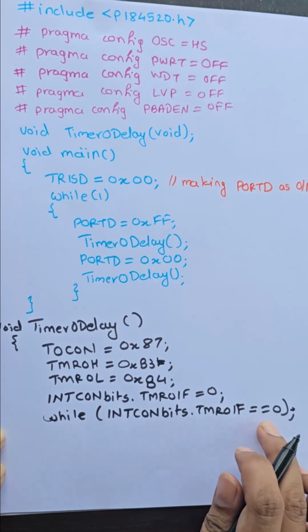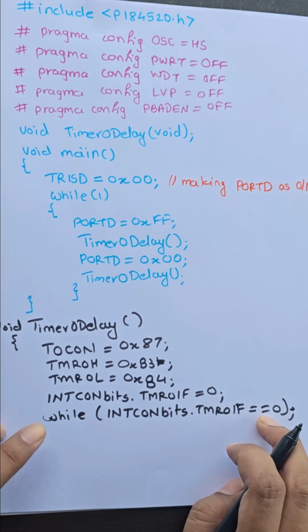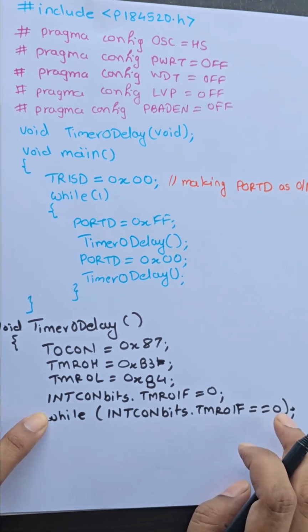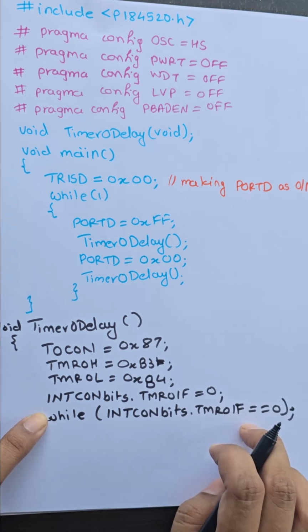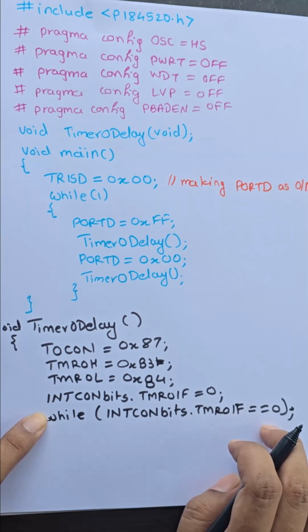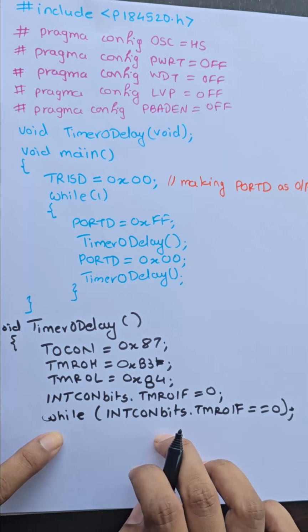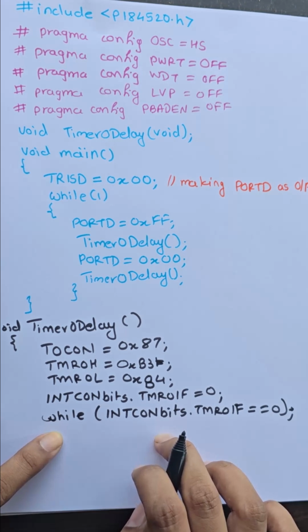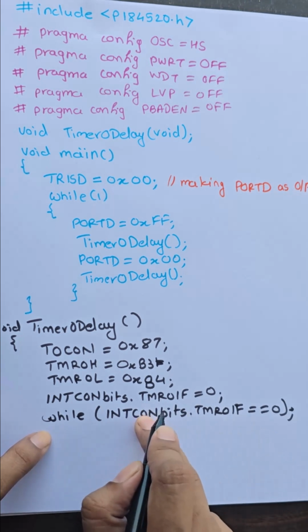we have to put a semicolon after this while. Why is this while important? Because the program will be stuck at this while statement as long as the TMR0IF bit is 0, that is, while your timer has not overflowed. As soon as the TMR0IF bit becomes 1, this while condition will be false. It will come out of this while, and that indicates that the timer has overflowed, which in turn shows that the timer has generated the desired amount of delay.